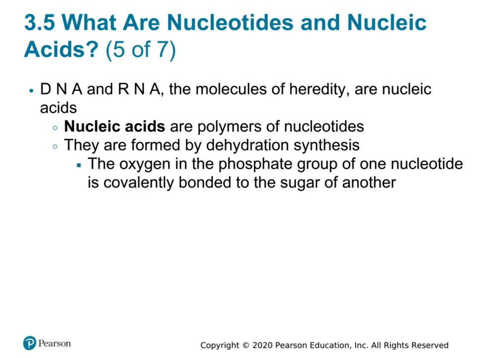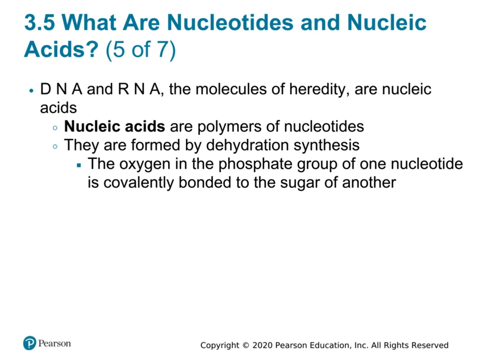But let's take a closer look at nucleic acids. These are made up of many repeating units of nucleotides. DNA and RNA are 2 examples. They're the molecules of heredity, and RNA tends to help out DNA in deciphering the genetic instructions. So nucleic acids are just polymers of nucleotides.